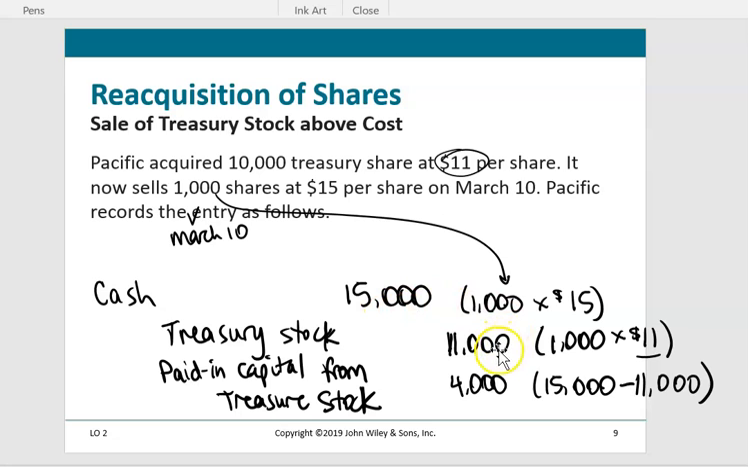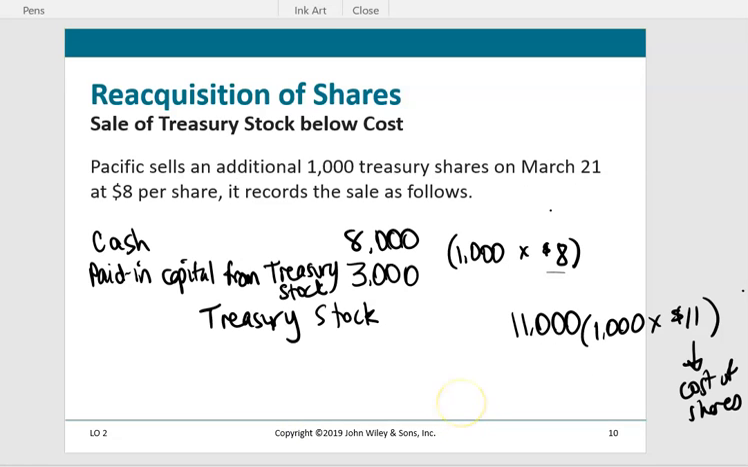Then when we reissued, we put that sort of like a gain into this account, paid in capital from treasury stock. It's not treasury stock. So it has a balance of $4,000 credit. Then when we reissued more at what is similar to a loss, we reduced that $4,000 balance by $3,000. So right now we have a $1,000 credit balance.